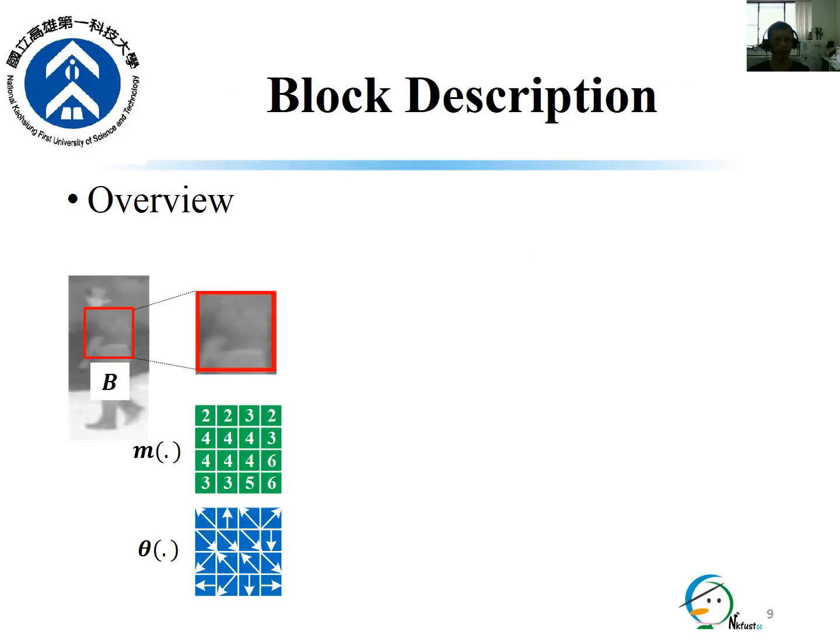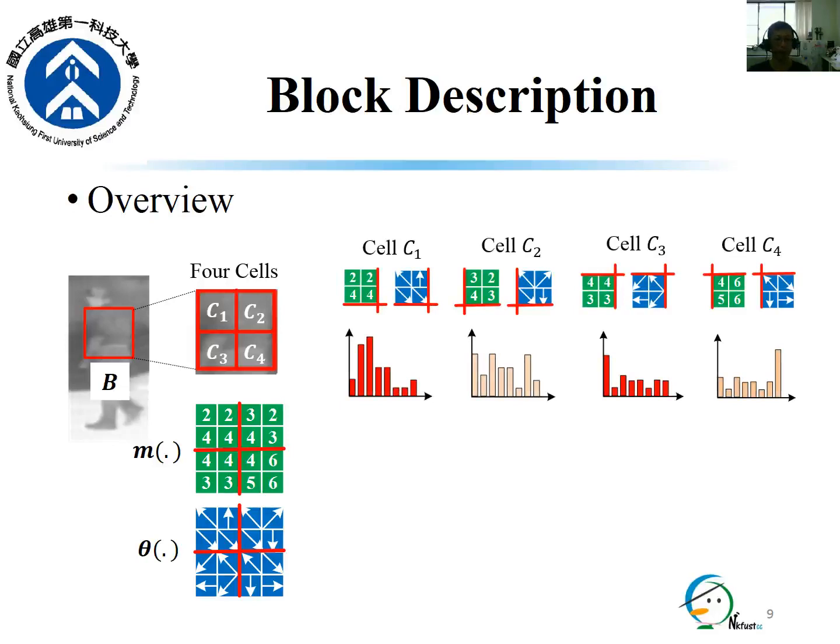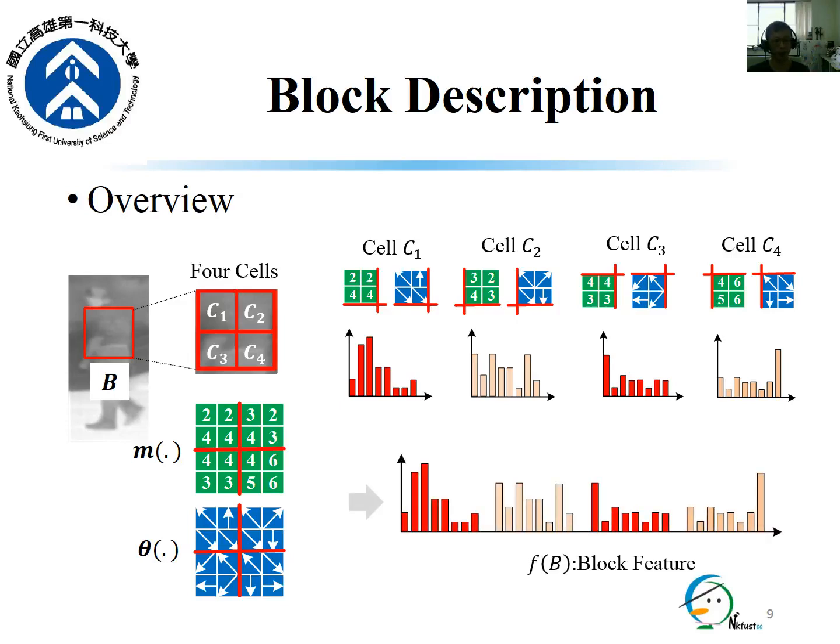Here, we give the overview of the HLID descriptor for a block B. Firstly, the block B is divided into 4 cells, and each cell is described by an 8-bin histogram of oriented gradients, called the cell descriptor. Then, these 4 cell descriptors are directly concatenated to form a 32-bin histogram, which is called the block feature. Taking the top left cell as an example, we next detail the way to compute the cell descriptor.